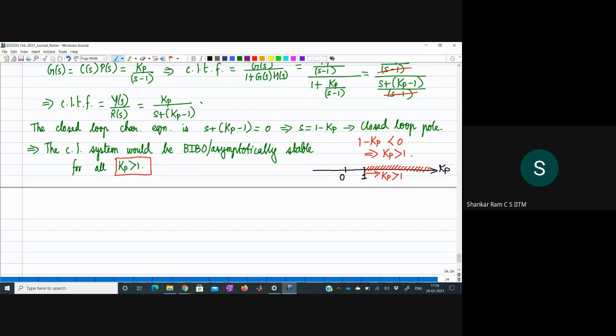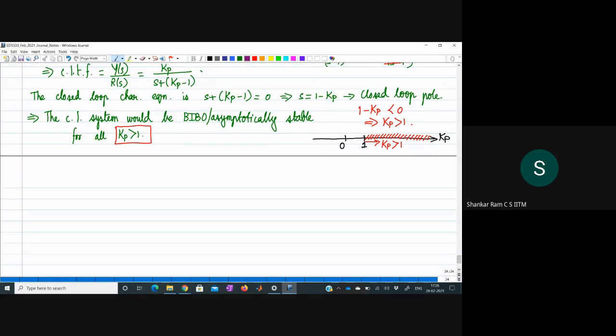Initially, we had Kp to be a real parameter, so we can choose a value of Kp between minus infinity to plus infinity. Now, through this analysis, we have essentially narrowed down this region to Kp greater than 1, which by itself is a big task. So that's what we have been able to achieve. All right. Any questions?